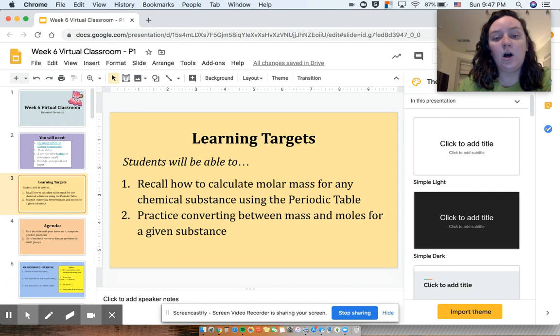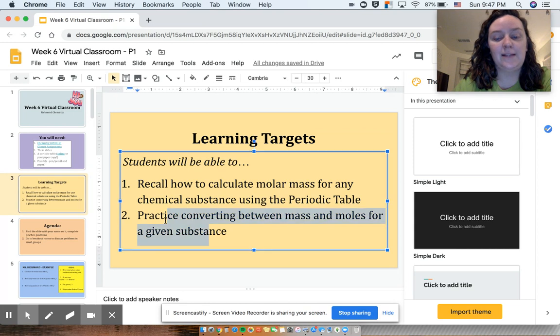Learning targets for this week. Students will be able to recall how to use molar mass for any chemical substance using the periodic table, and then also practice converting between mass and moles for any given substance.